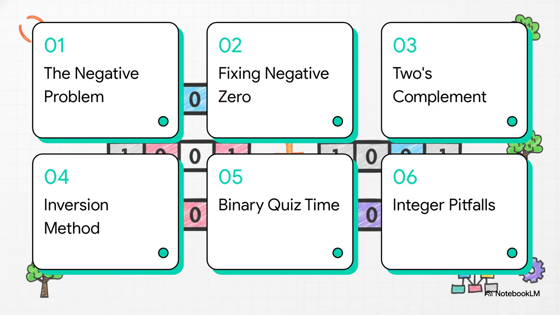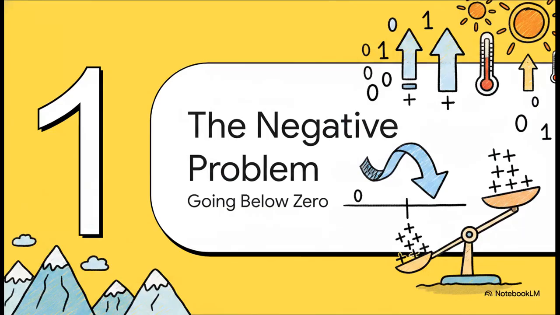Here's our roadmap for this explainer. 1. The negative problem. 2. Fixing the negative zero. 3. Understanding 2's complement. 4. The two-step inversion method. 5. Interactive binary quiz time. And 6. Common signed integer pitfalls. Let's jump right in. Section 1.